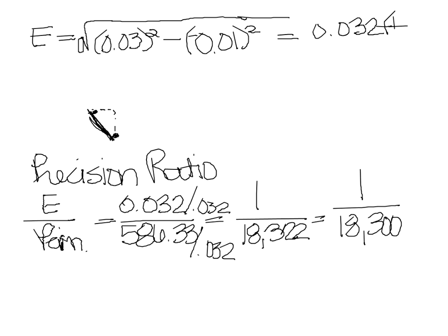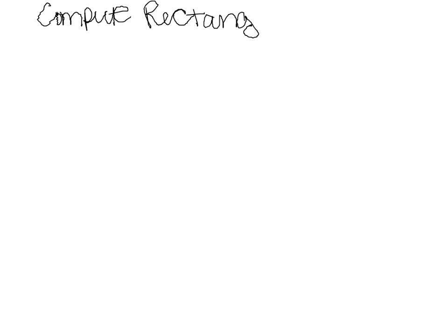Okay, good. All right, so we've done the linear error of closure and the precision ratio. We did our bounds, departures, and latitudes. We already have that. So our next step is to compute the rectangular coordinates of all of our points. Our figure looks kind of like this.